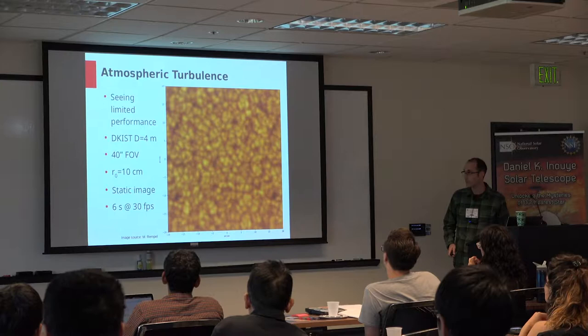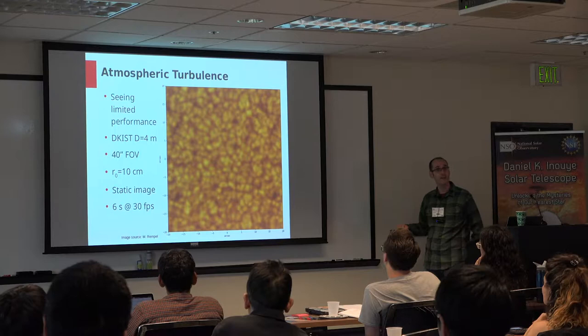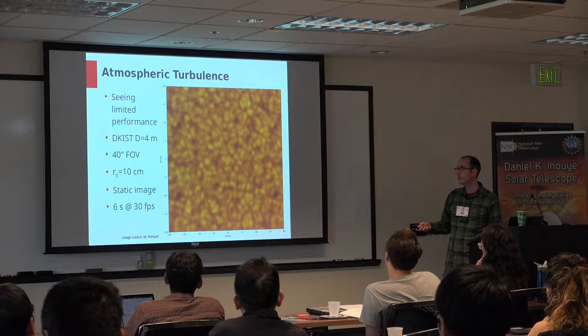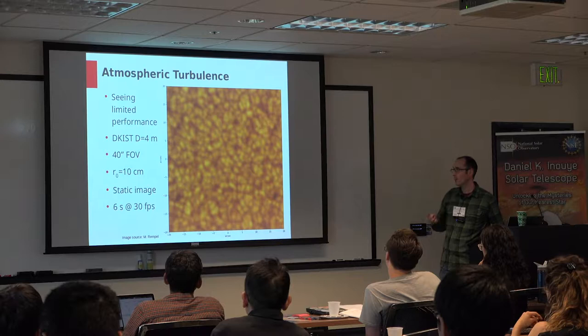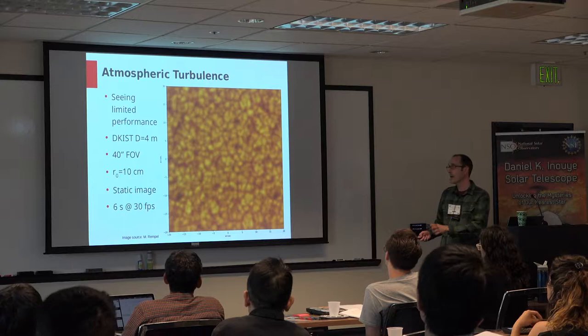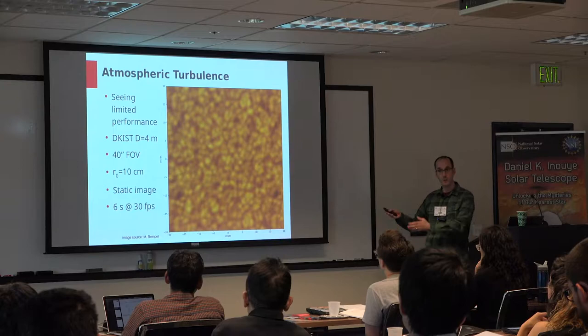This is a simulated video, because right now we don't have a 4 meter solar telescope. We don't know what we're going to find. We got this simulated image of the solar surface provided by Matthias Rempel from HAO, and we distorted it according to the atmosphere conditions. We plotted again a 40 by 40 arcsecond field of view. This is basically a static image. There's not going to be any solar evolution. What you're seeing right now is in real time. I'm showing you 6 seconds at 30 frames per second, and this is how it would look in the telescope.